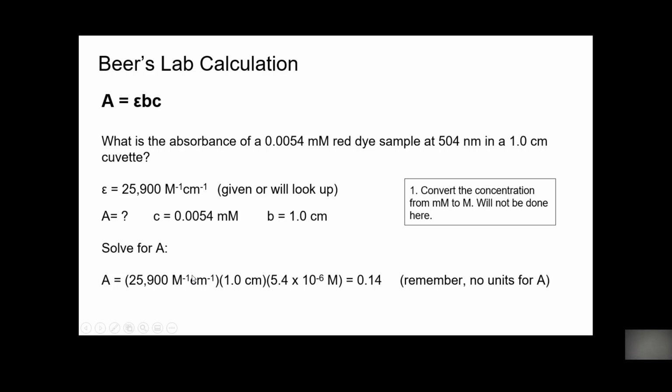So we solve for everything. We have our molar absorptivity, which is the epsilon. We have our path length, and we have our molar concentration. And remember, I told you A has no units, so you should have no units with A. If you did this right, everything will cancel out, and my number is 0.14.